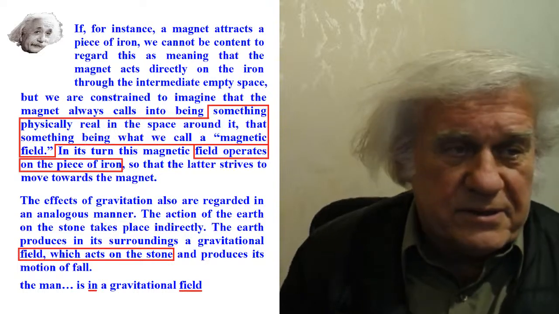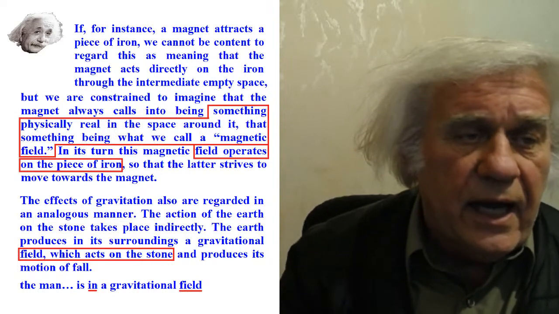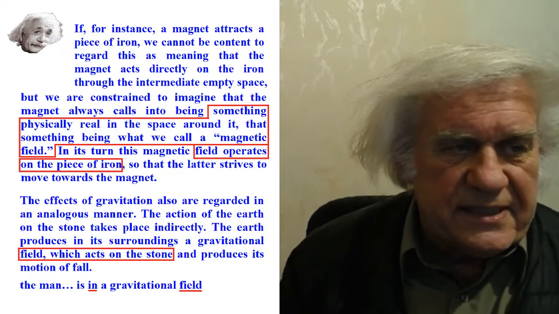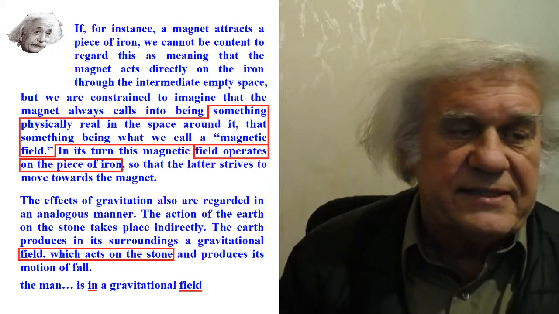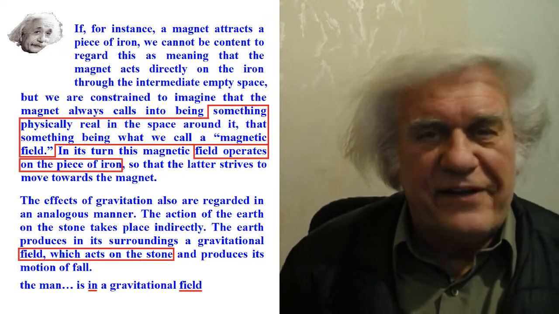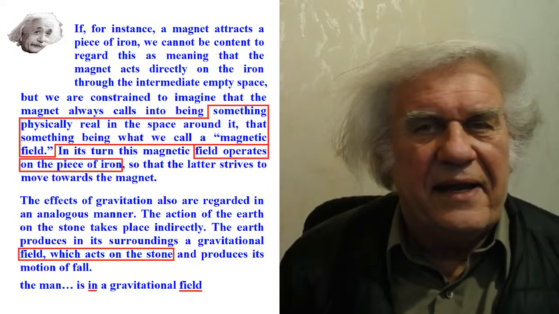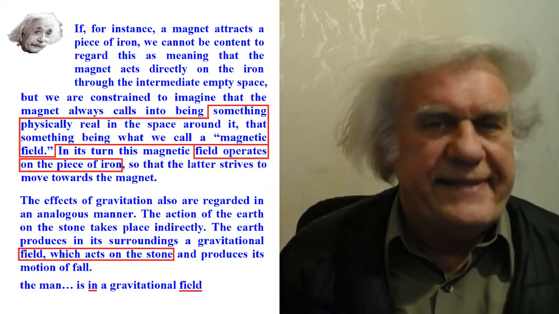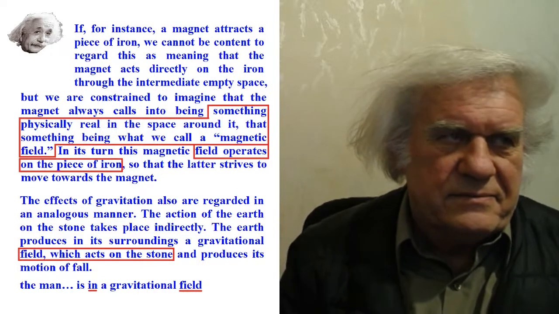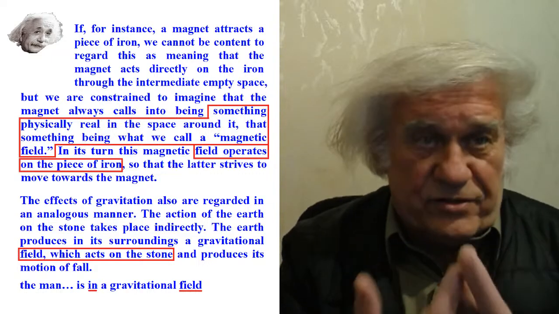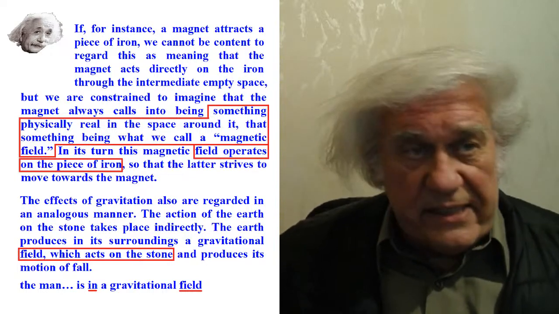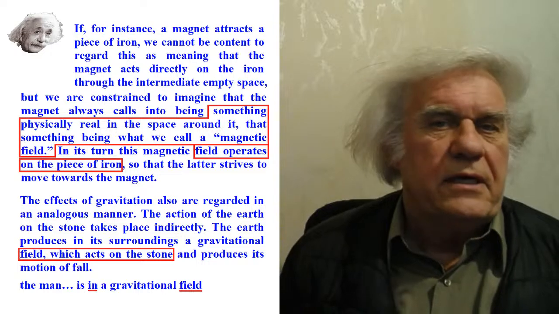So what does he propose? He says, but we are constrained to imagine that the magnet always calls into being what? Something physically real in the space around it. That something being what we call a magnetic what? Field. So he's saying that a field is a thing, okay? And he's going to do his gravity with this field thingy, okay? But he's using the analogy of what happens in magnetism, that you don't see anything there, you can't touch anything. As far as we're concerned, there's no mediator, but we call that mediator, or that medium, that intermediary, that agent, we call it a field.